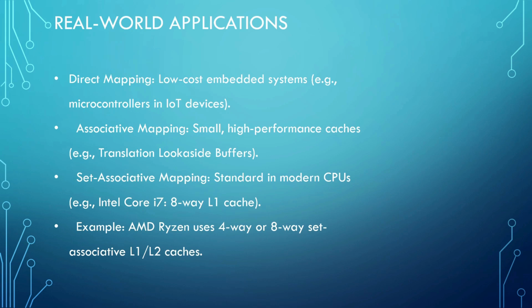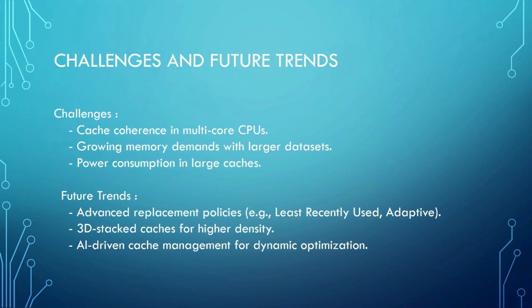So we're moving on to some real world applications of these techniques. In real life, direct mapping is used in simple cost sensitive systems like embedded devices, like our mobile phones. Associative mapping is found in high-end computing systems where hit rate is critical, and most modern general-purpose CPUs use set associative mapping for a balance in their operations.